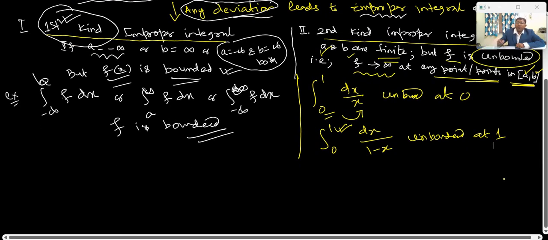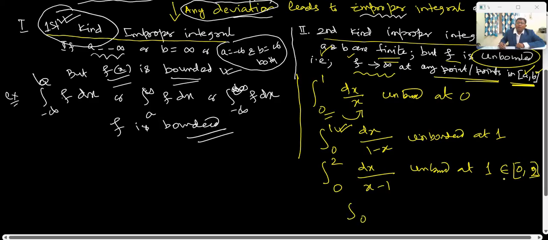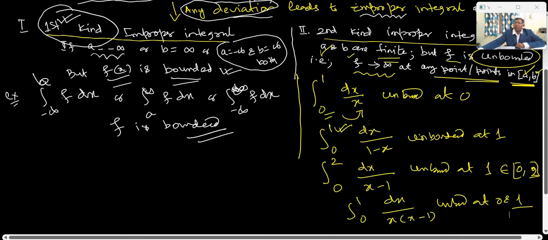It may be unbounded at some intermediate point also. If I ask you the integral from 0 to 2 of dx by x minus 1, here it is unbounded at 1, which lies between 0 and 2, at an intermediate point. Or it may be unbounded at both 0 and 1: if I say dx by x into x minus 1, it is unbounded at 0 and 1. So this type of thing will occur. It is not limited to only 0 and 1, any limits, but the limits are finite.